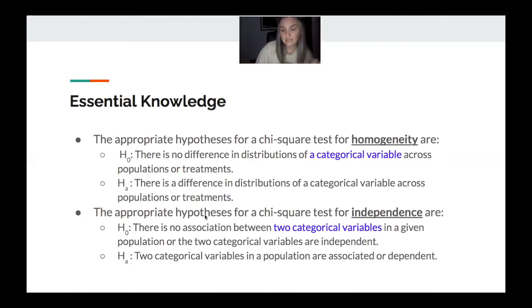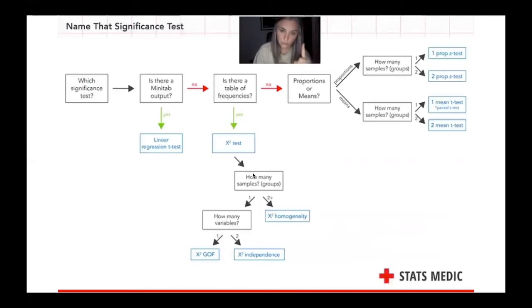For independence, let's back it up. Independence has one sample but multiple variables. So like M&Ms, is chipping and color related, right? So does red chip more, does orange chip more, are chipping and color related.